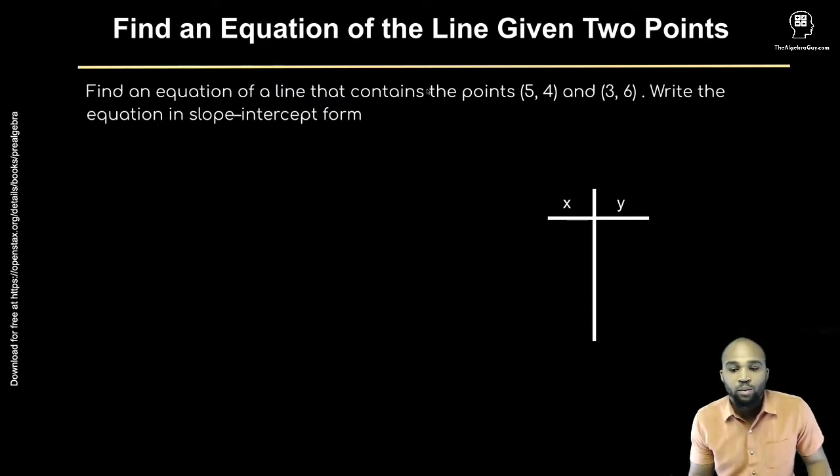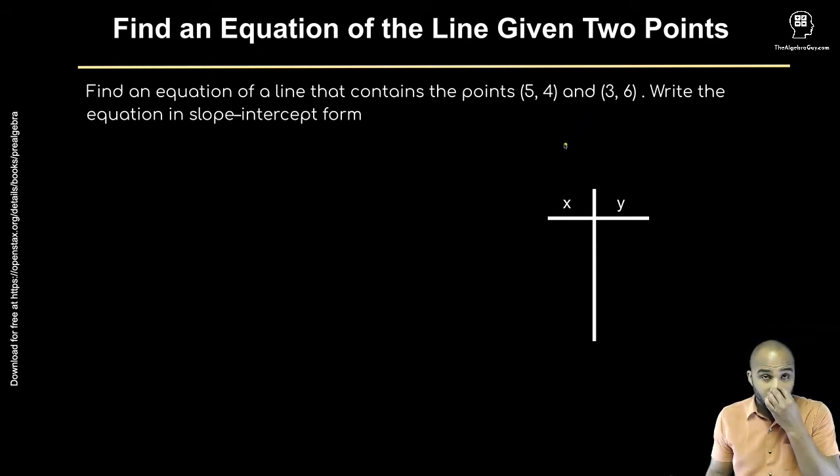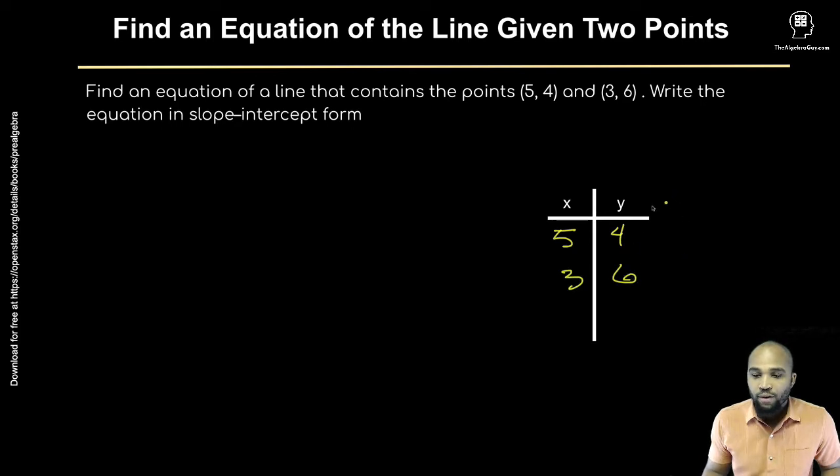Find the equation of the line when you're given 2 points. All right, so here we go with 2 points. I'm going to use this table here, because anytime I'm given 2 points, I always prefer to use a table to find the slope and even to get me started finding the equation. So the points are (5, 4) and (3, 6). It's easy to find. First, I'm going to find my slope.